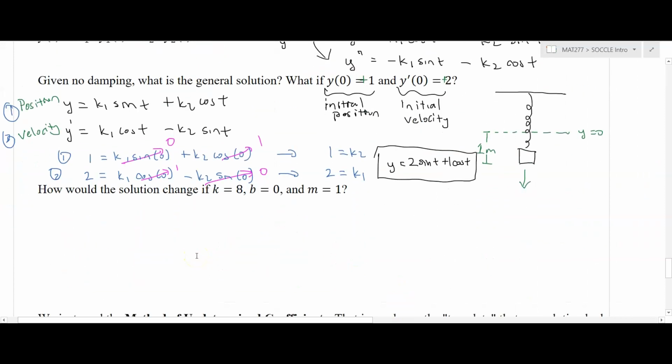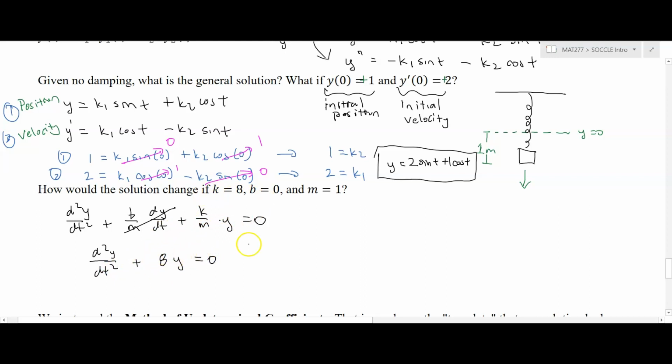So let's suppose that we adjusted our system a little bit, and we said let k equal 8. Now from our spring mass system, the second derivative plus b over m times the first derivative plus k over m times y equals 0. And we've just said b equals 0, so this whole term will go away, because 0 over 1 will be 0. And so we'll be left with the second derivative plus 8 over 1, which is just 8y, equals 0.